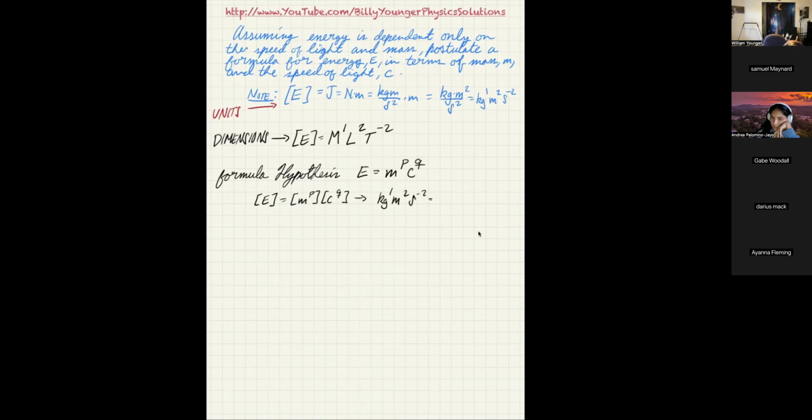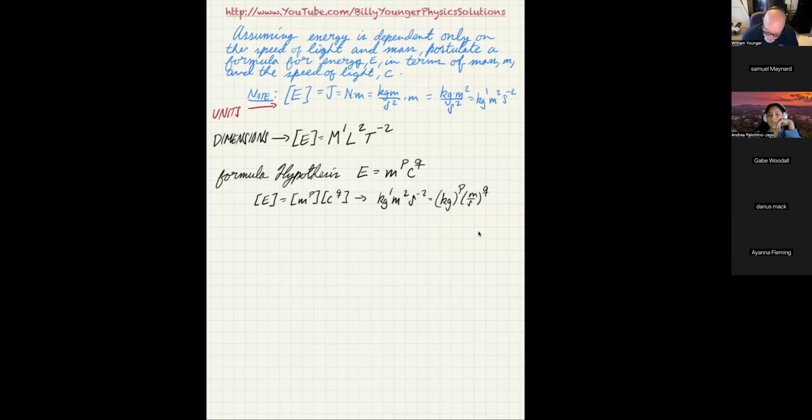the mass, which should have units of just kilograms. So I can say kilograms raised to the p power. And the speed of light, you probably already knew, is distance per time, so it's meters per second. So I'll put meters over seconds here, and I'll raise that to the q power. Do you see how that relates to E equals m to the p, c to the q? Everybody see how that works?